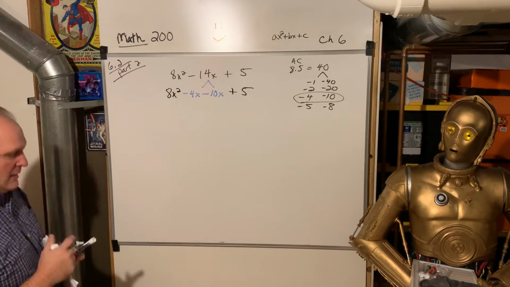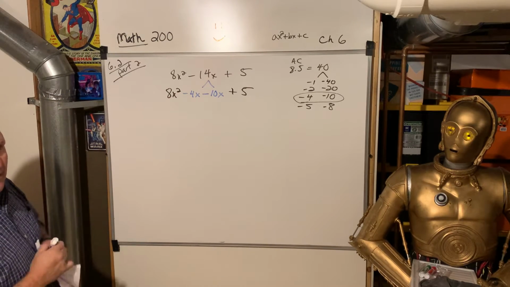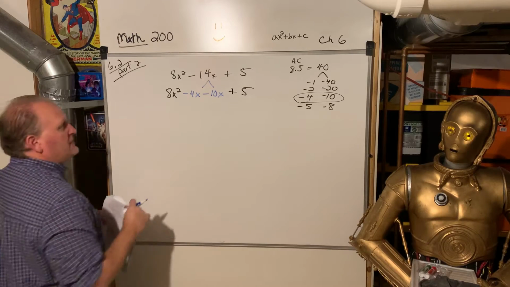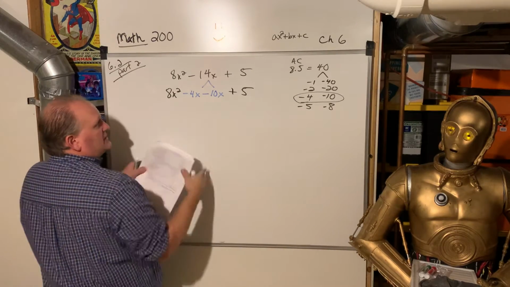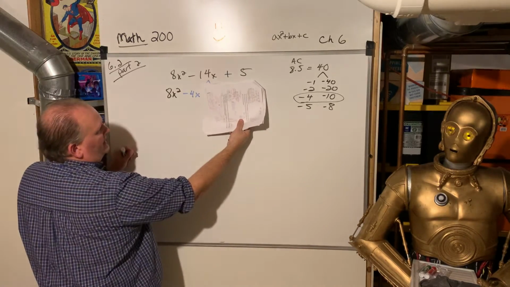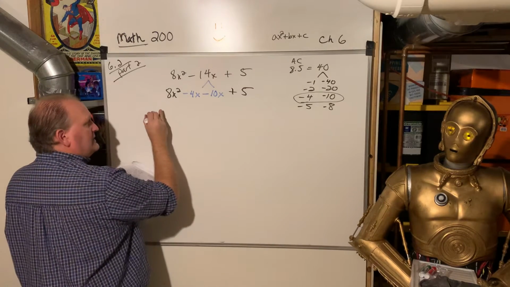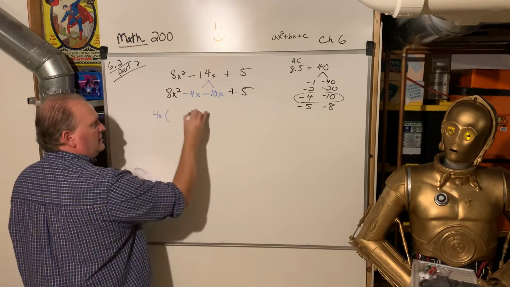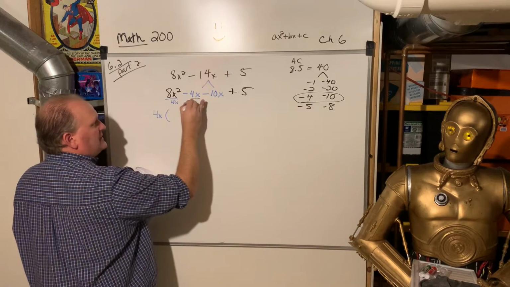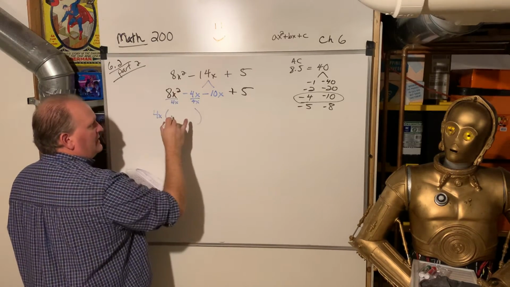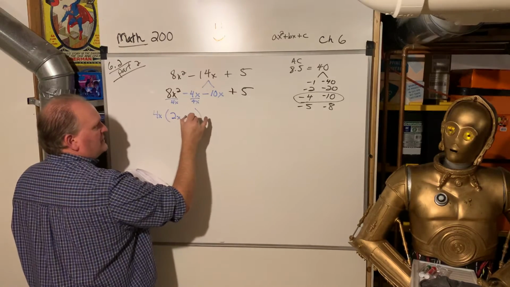All right. So now we bust out our sweet factor by grouping skills. What can I factor out of just the first two, GCF? That would be, greatest common factor would be 4x. So I write that down. I divide that by 4x. I divide that by 4x. And I end up with 2x minus 1.